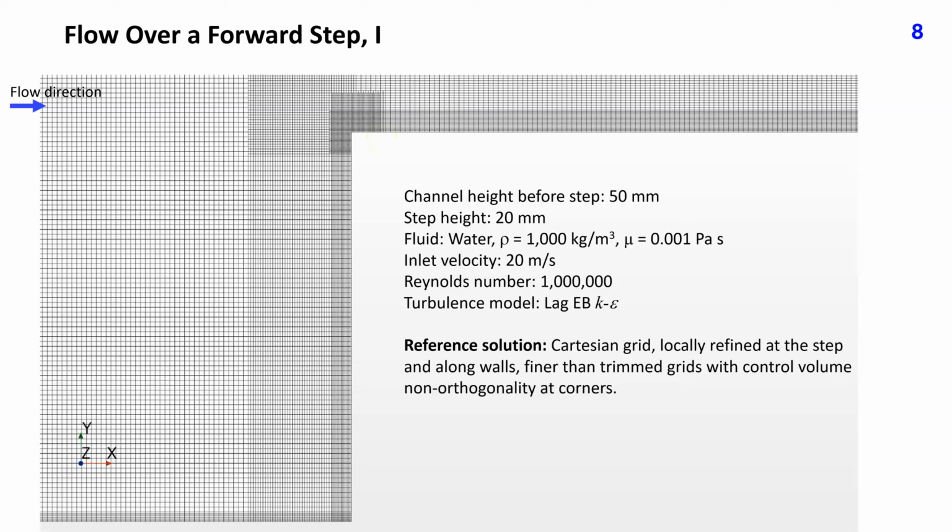The channel height before the step is 50 mm and the step height is 20 mm. Fluid is water with density ρ equal to 1000 kg per cubic meter and dynamic viscosity μ equal to 0.001 pascal second. Inlet velocity is 20 meters per second, which leads to a Reynolds number of 1 million. The Realizable k-epsilon turbulence model in SimCenter Stat-CCM+ software was used with second-order discretization for all terms in equations.